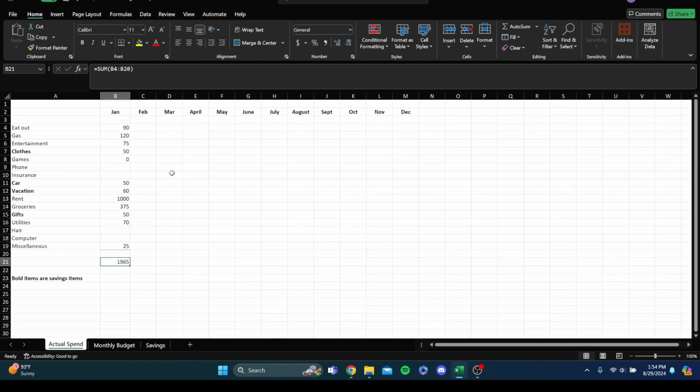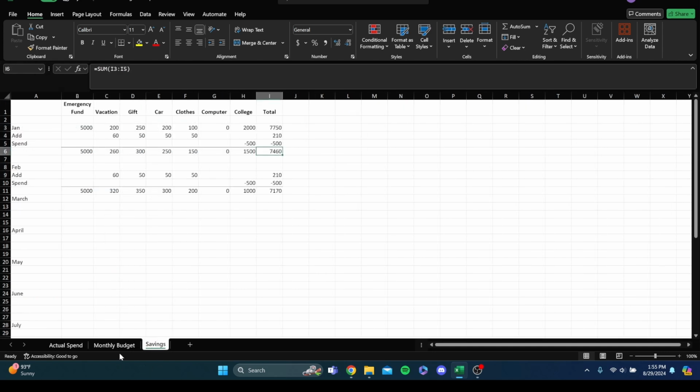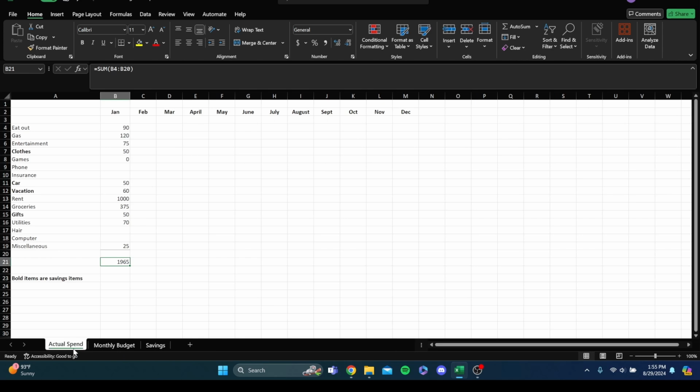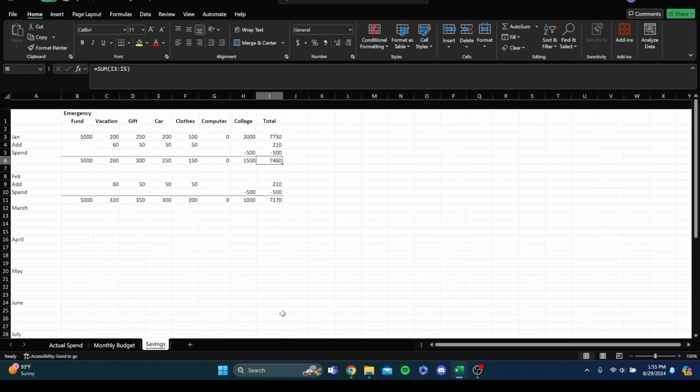But yeah, this is pretty self-explanatory. This is pretty easy. This is just to help set up this and this, which we're going to get to. So hopefully this all makes sense. So now we're going to go into savings. This is the savings tab.